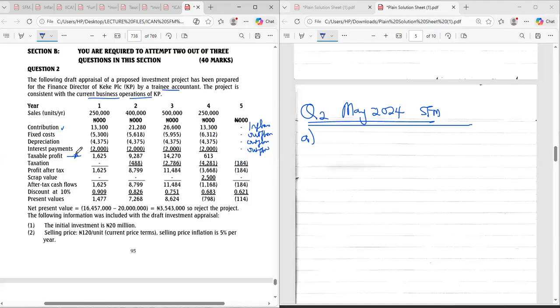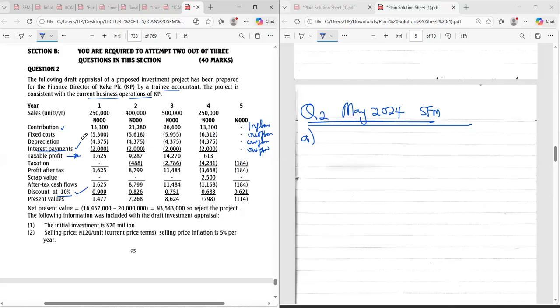There's no way interest payment is coming into an investment appraisal question like this. Why? Your cost of capital is taking care of your interest payment. Cost of capital is the return that people that gave you money are expecting. Do you agree with me? It means that people that gave you a loan are expecting interest. So why would you have a return already in percentage and still have a return which is interest in money value? You are double counting.